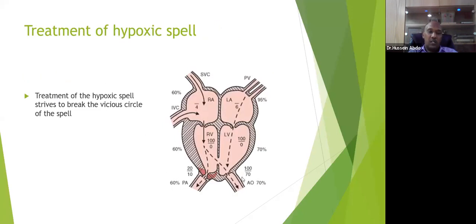And treatment is by increasing, as we mentioned, increasing systemic vascular resistance. So we can abolish the right to left shunt and make the shunt, instead of right to left, left to right. And also we give medication to decrease this RVOT obstruction or decrease the pulmonary vascular resistance, so we can promote the blood to go to the pulmonary artery and the shunt will be from left to right.